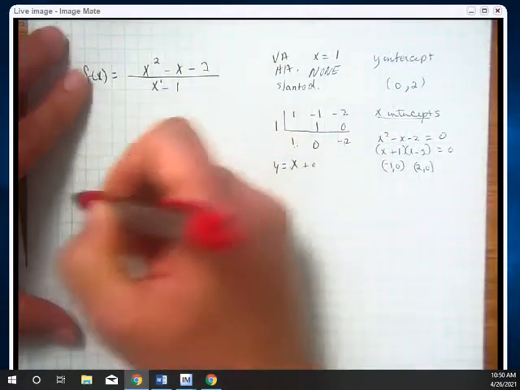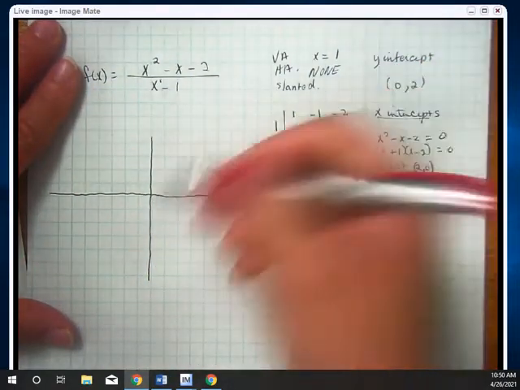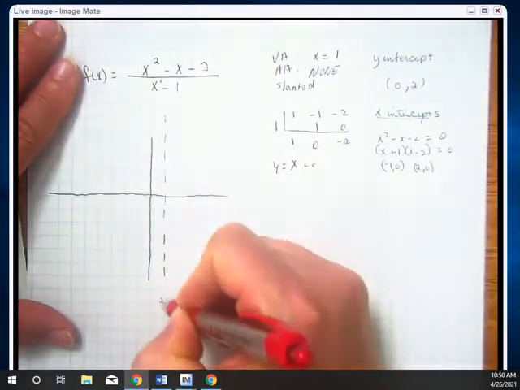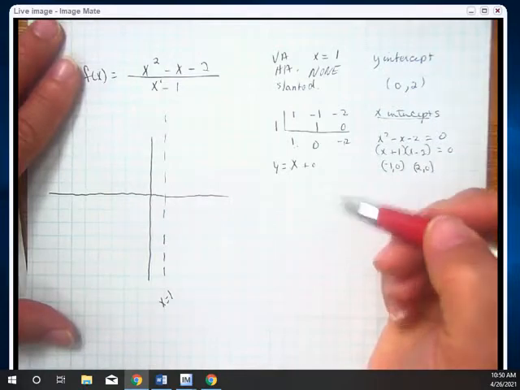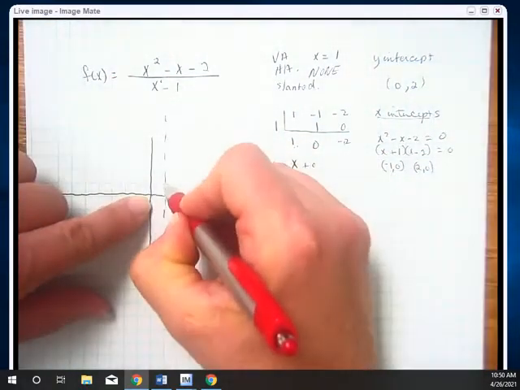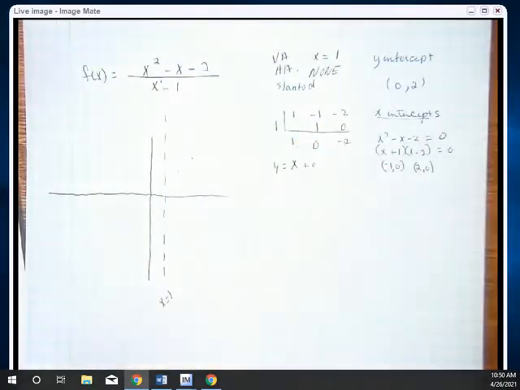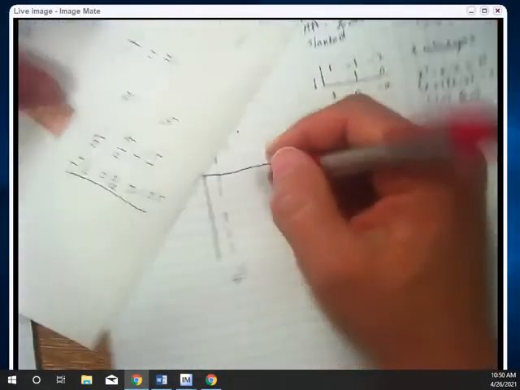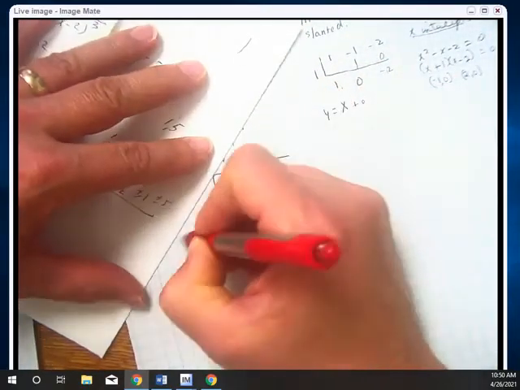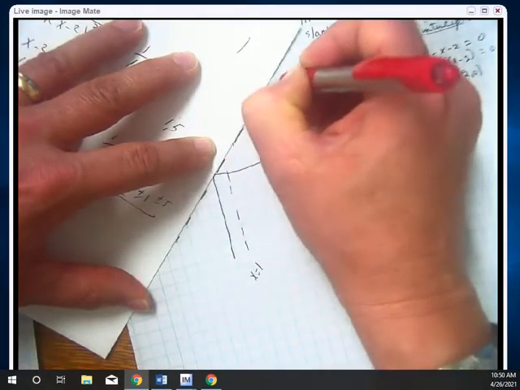So that one's new. Vertical asymptote is at 1. That's like the last lesson. Horizontal asymptote is slanted. So we're going up 1 over 1, up 1 over 1, up 1 over 1. Use my straight edge here to connect my dots. And I'm connecting these dots with a dotted line because this one is oblique.